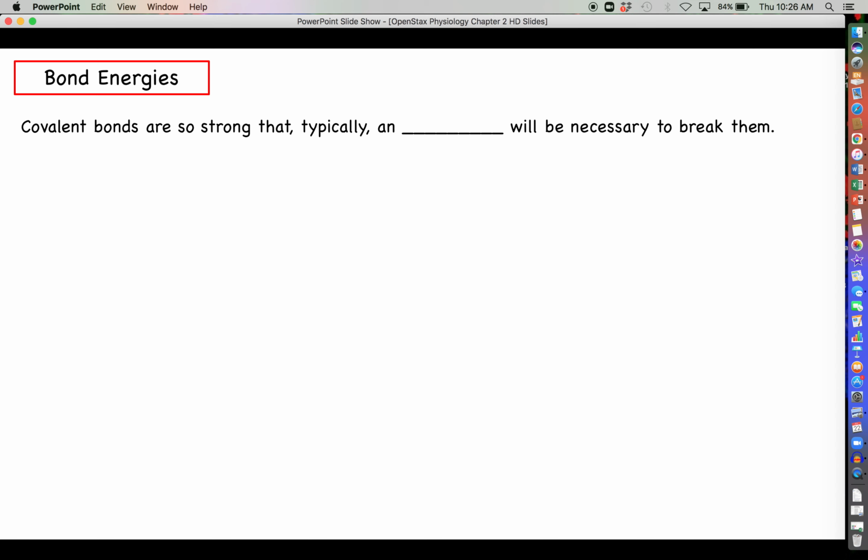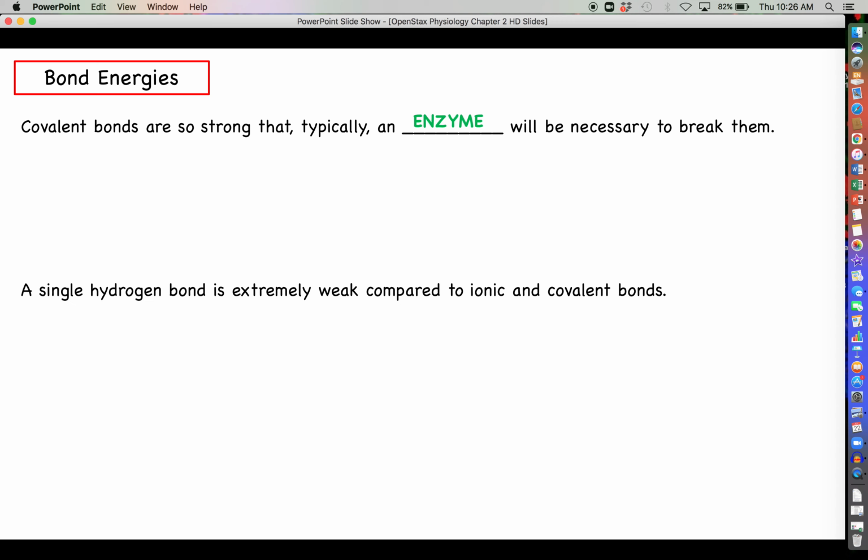Okay, so I mentioned that hydrogen bonds are pretty weak, right? So let's talk a little bit about bond energies so we can get a conceptualization of just how weak they are. First, for reference, let's talk about covalent bonds. Covalent bonds are very, very strong. Covalent bonds are so strong and so rigid that typically, if you want to break a covalent bond, especially inside biological systems, inside the cell, inside the human body, you're going to need an enzyme to do it. Without the appropriate enzyme, the covalent bond is pretty stable. It's not really going to break very easily, right?